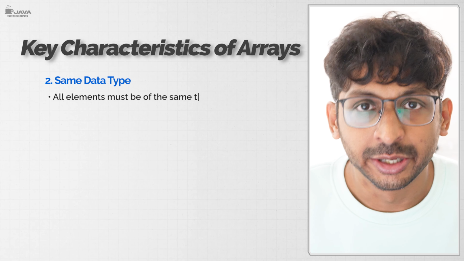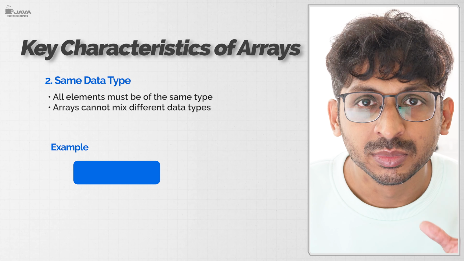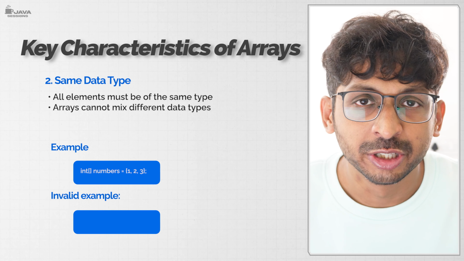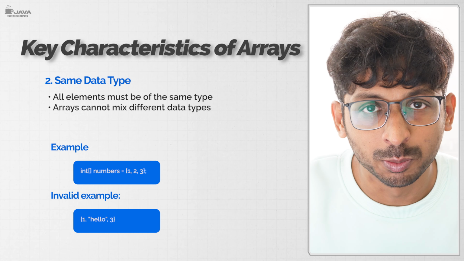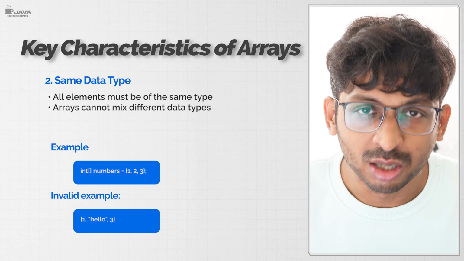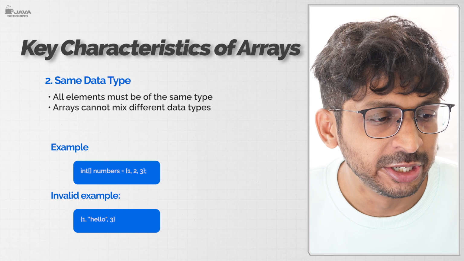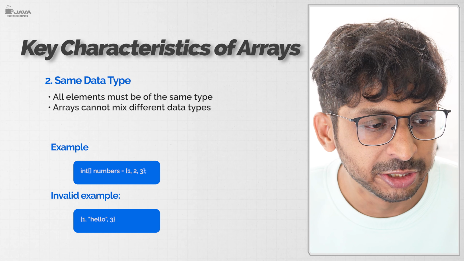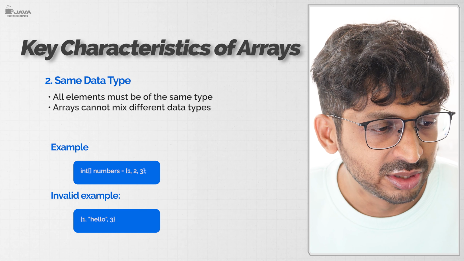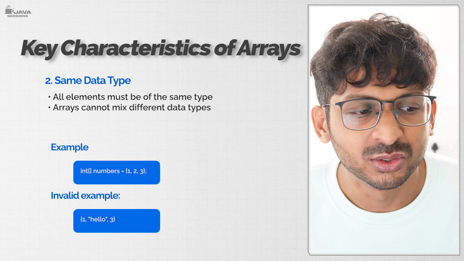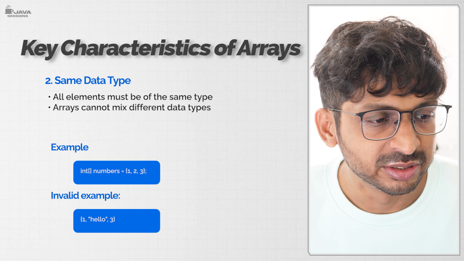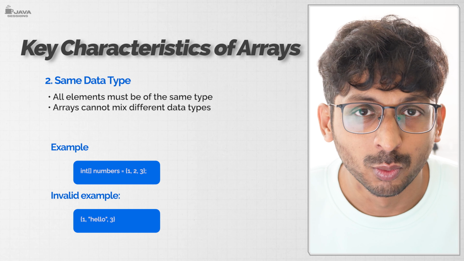All the elements in array must be of same data type. That is, they could be integer, they could be strings or a custom object we create from the class. You can't mix multiple data types into a single array. In this case, the int numbers, they hold all the integer values. So this is valid. Whereas this 1, hello and 3, this is holding value of multiple types, that is integer and string. So this is not a valid array.